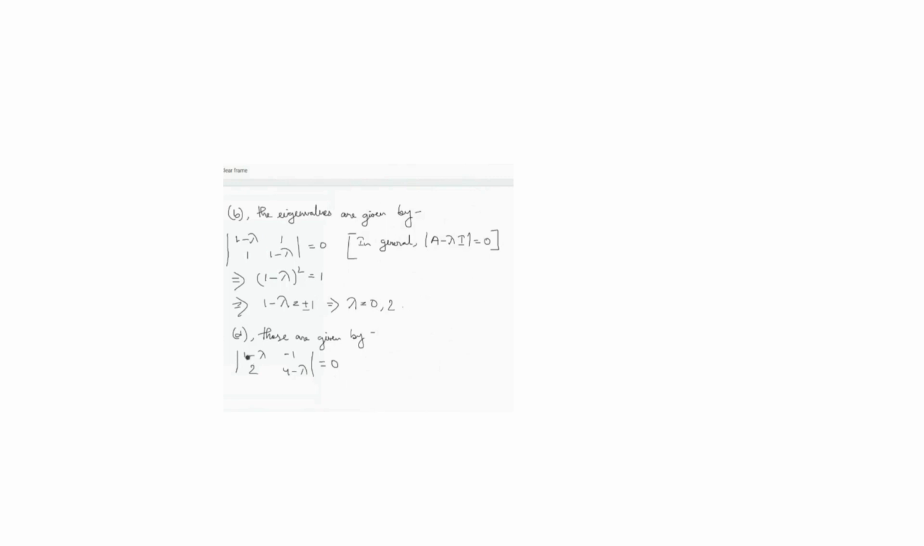And in D, the eigenvalues are given by this equation. We can move here. I have simply written them down, and by obtaining the determinant, the lambda comes out to be 2 and 3. So in both B and D, the eigenvalues are distinct, and hence they are diagonalizable. And options A and C are not diagonalizable. So A and C are the correct options.